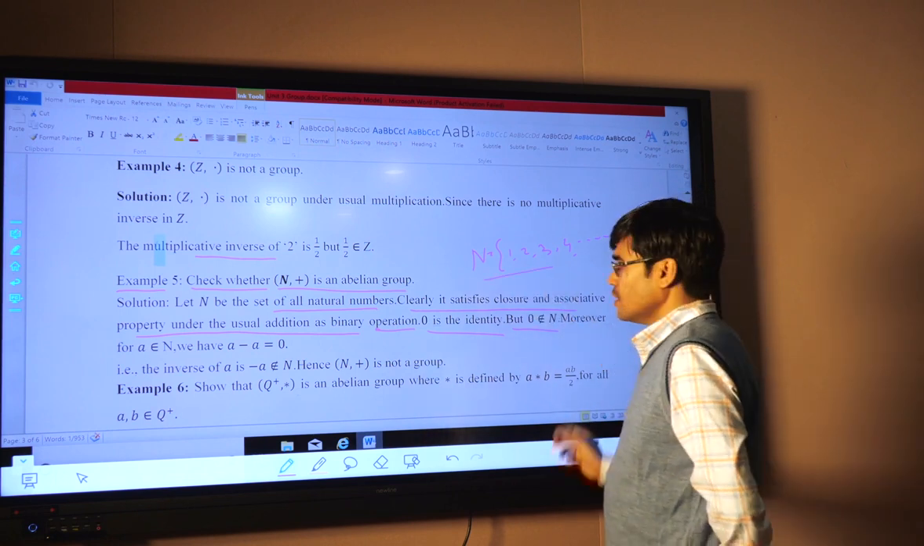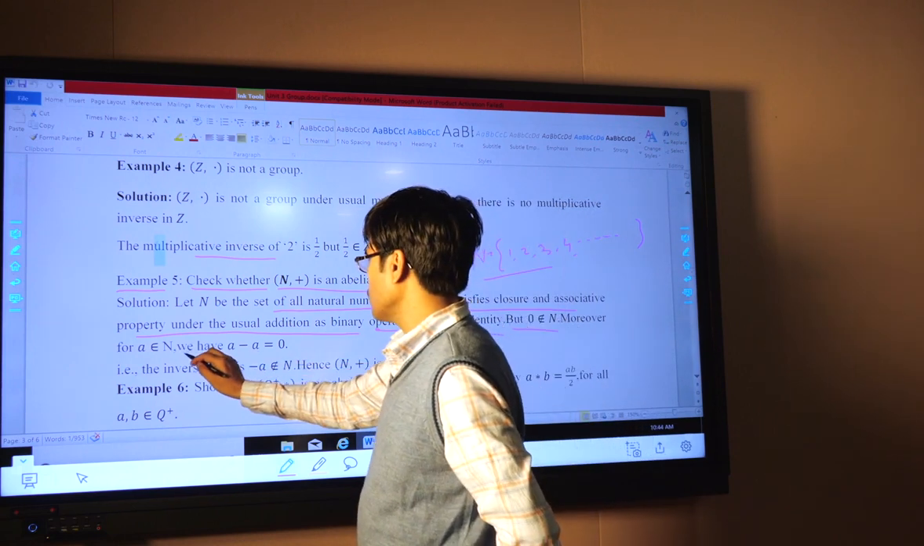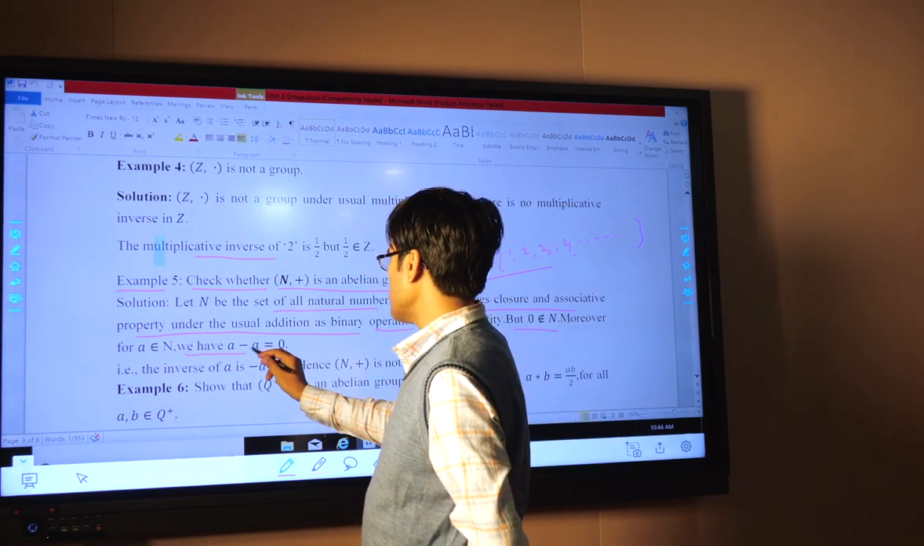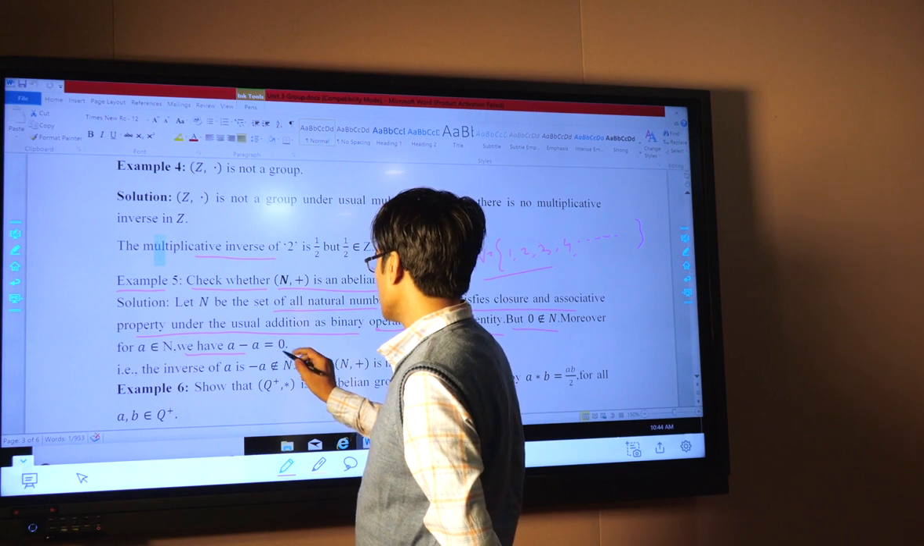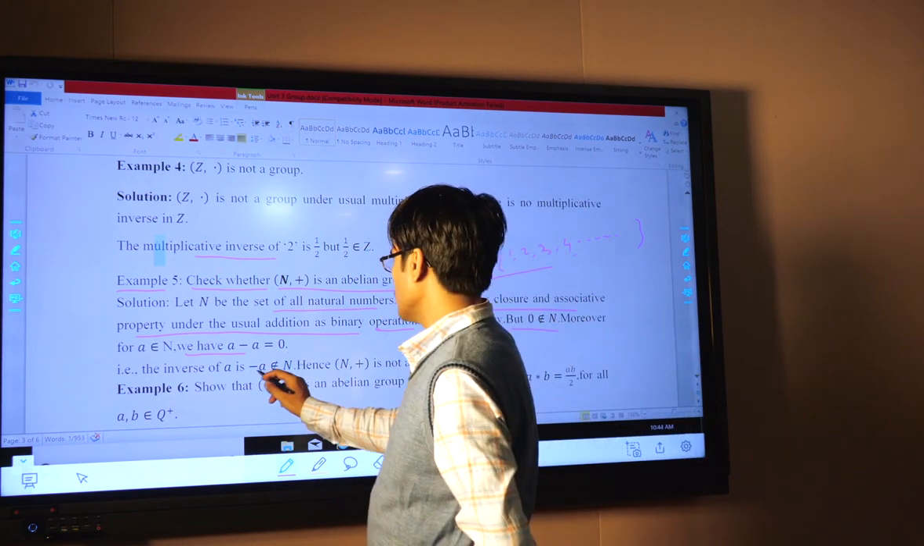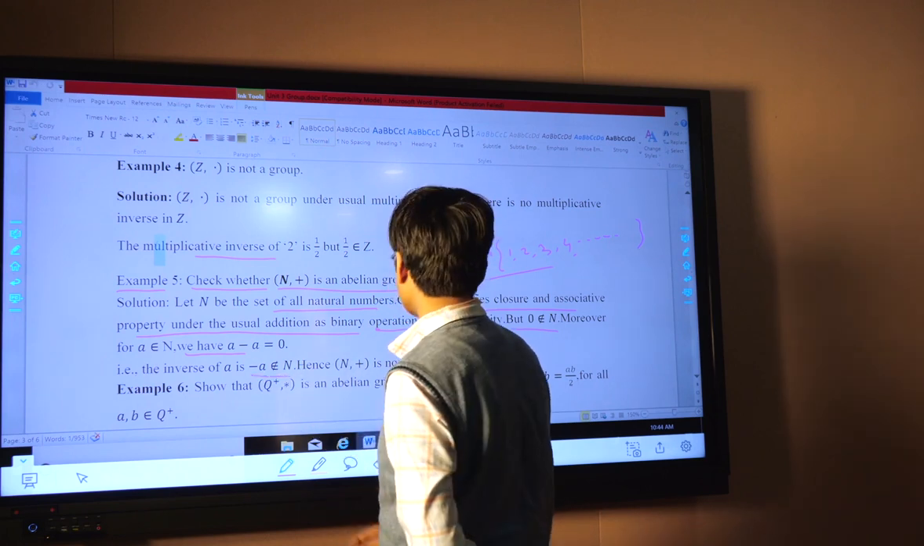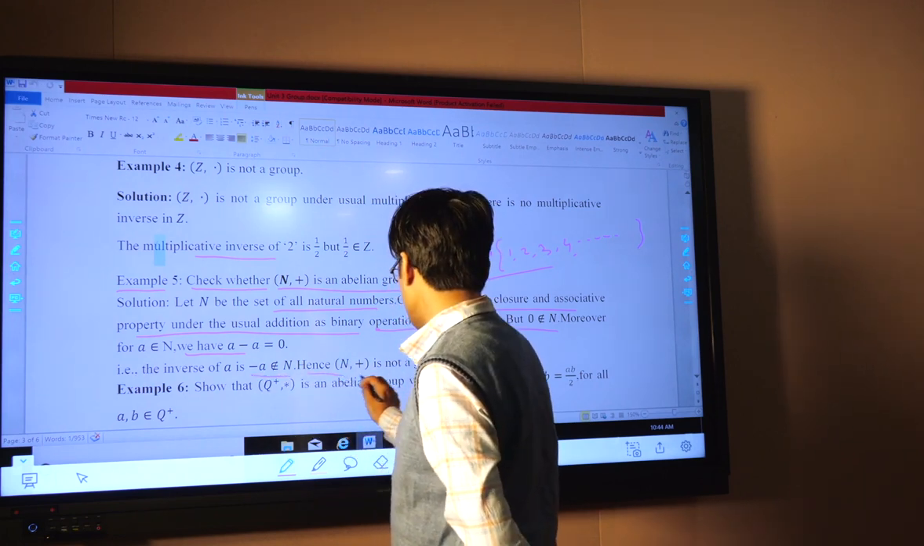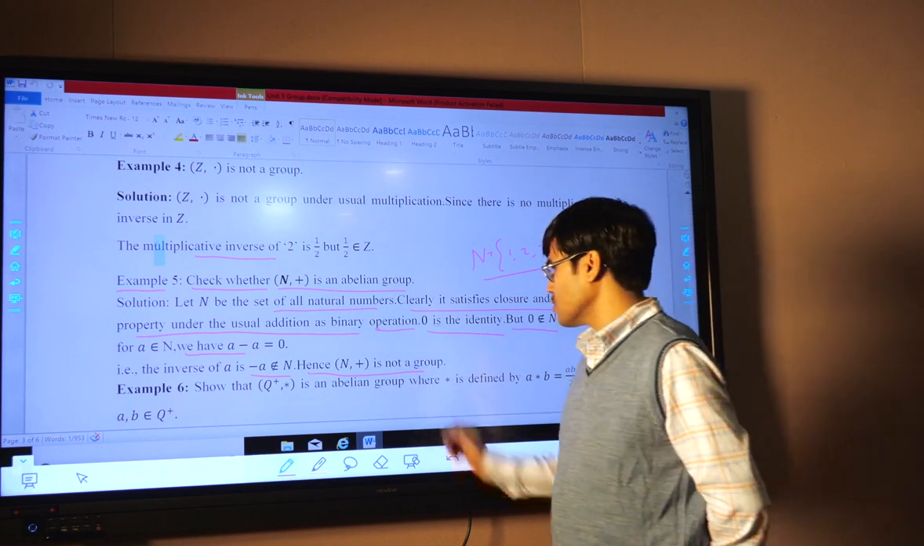Moreover, for a belonging to N, we do not have an element a minus a equal to 0, since 0 does not belong to N. So the inverse of a, which is minus a, does not belong to N. There is no negative number. So hence N with addition is not a group.